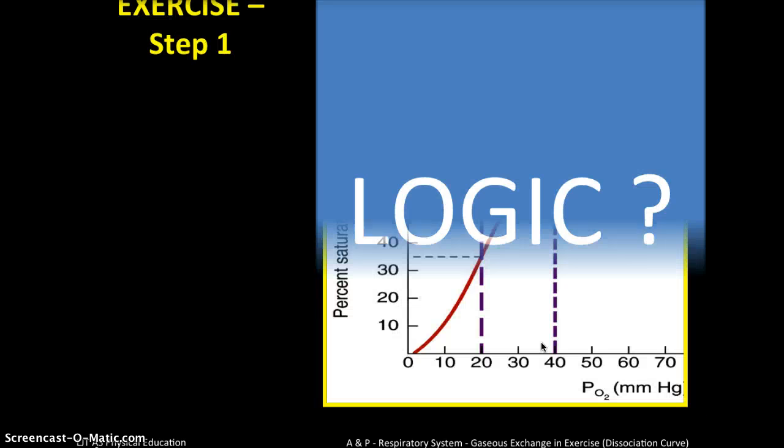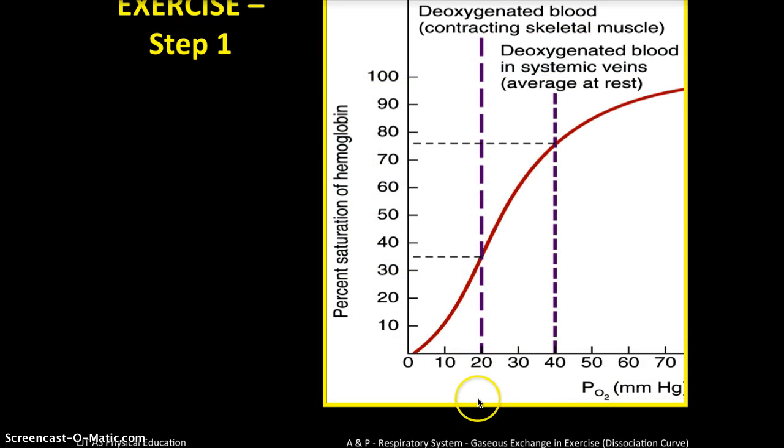Let's look at step 1 then, the gradient. Well, we know that resting muscles might have a partial pressure of oxygen at about 40 millimeters of mercury. We know logically that when muscles are exercising, the partial pressure of oxygen in those muscles will drop. So the first thing is pretty obvious.